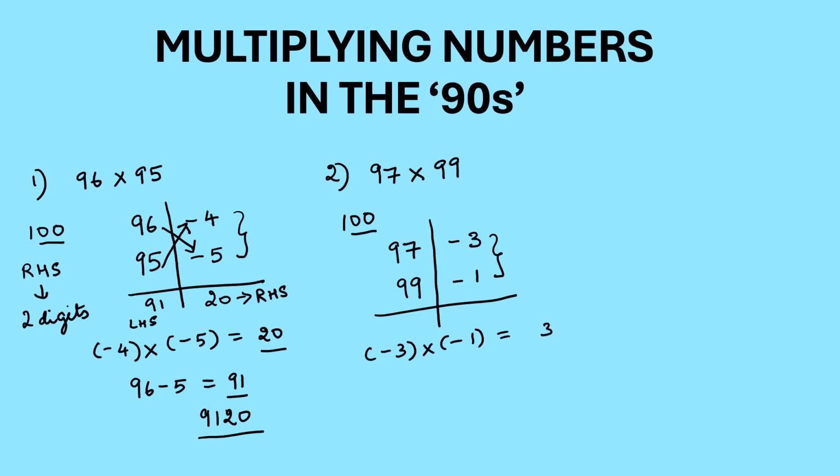But we know that our RHS should consist of two digits, so we add a 0 before the 3 to make it a two-digit number. So 03 becomes our RHS. To calculate the LHS, we do either 97 minus 1 or 99 minus 3. 97 minus 1 gives 96, and this becomes your LHS. When you combine your LHS and RHS, you get 9603, which is the final solution to 97 times 99.